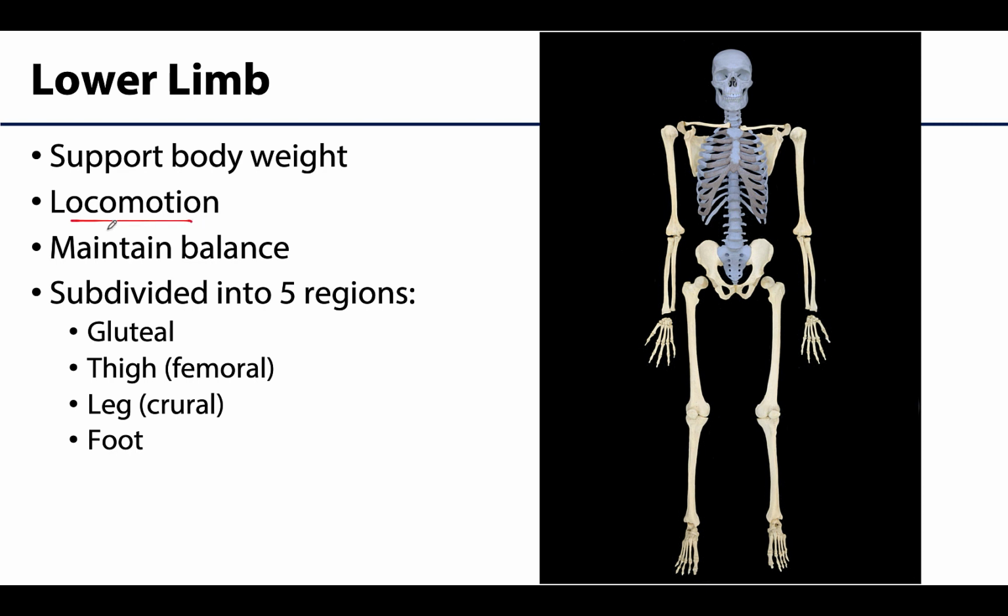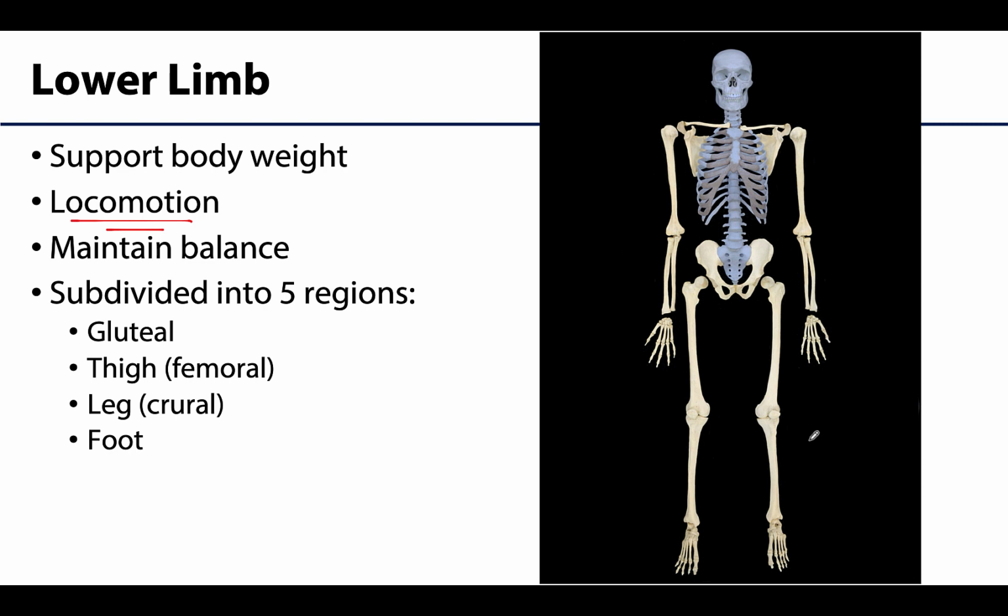Also extremely important in terms of the lower limb is locomotion. That's kind of key. That's kind of a big deal when we're talking about the lower limb. So there are going to be a lot of structures, particularly when we get into the joints, to allow for our most robust and our smoothest forms of locomotion associated with our bipedal stance and locomotion.